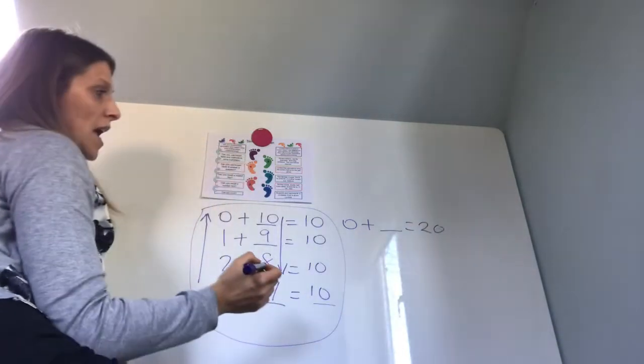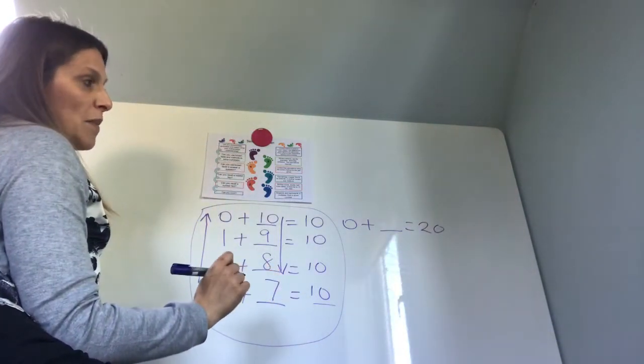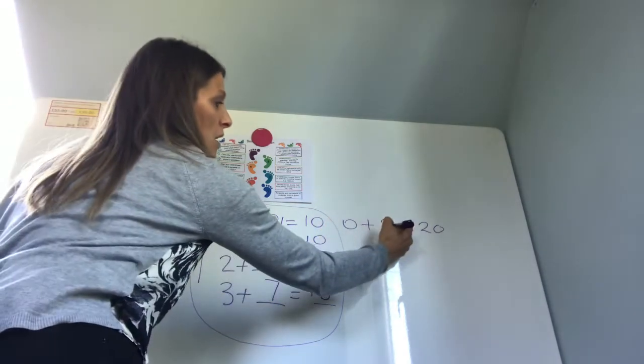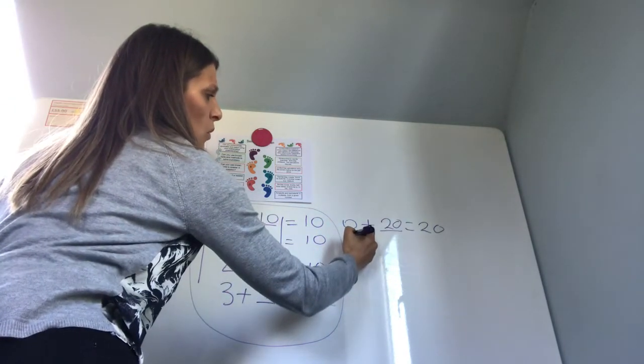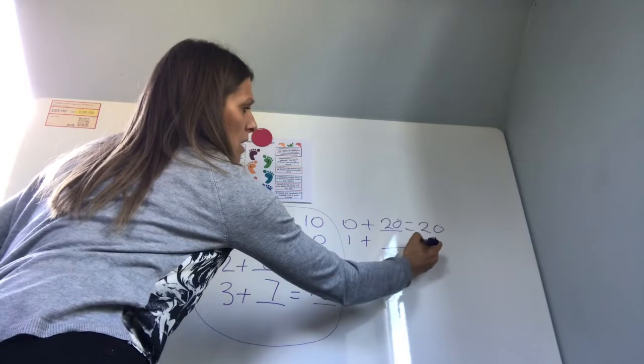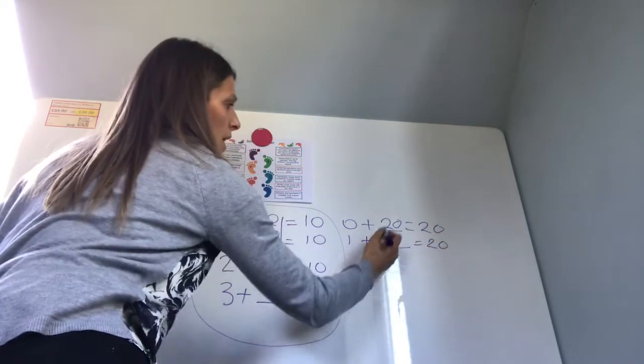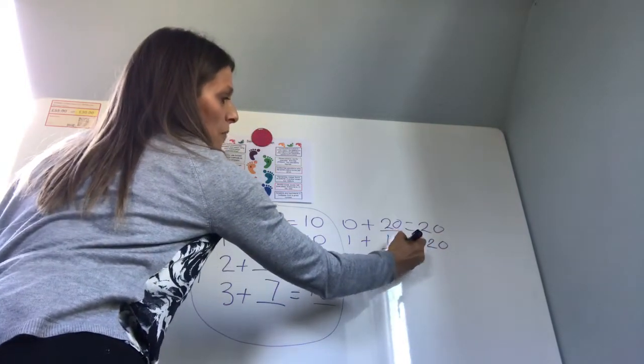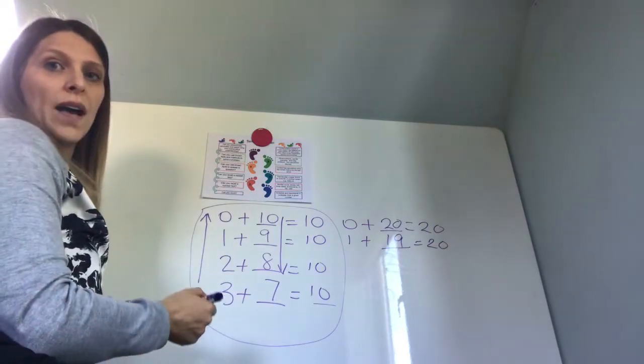They're exactly the same. You just need to find a pattern that fits. So 0 add something is 20. So this one would be 1 add something equals 20. So 1 add, so again we're going down, so the pattern has started to form there.